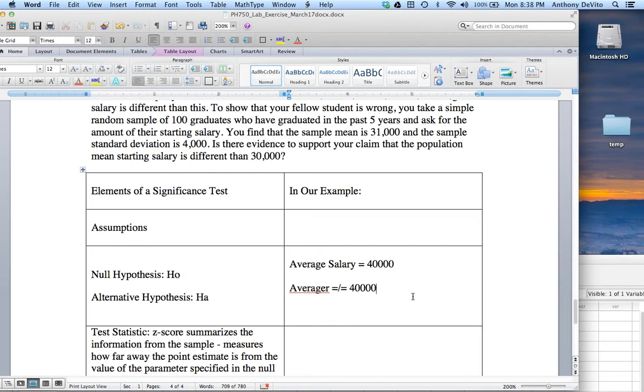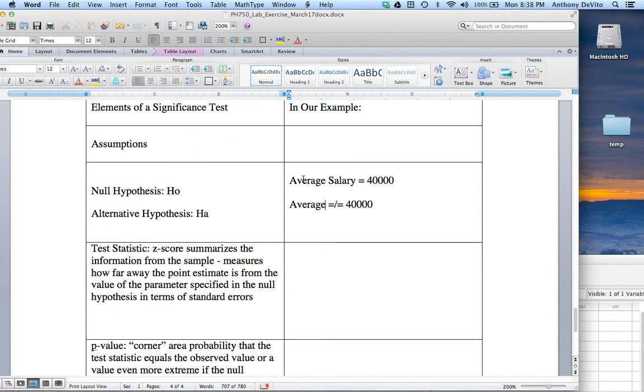Your alternative is that there is a difference, that Boston is different than New York, that the average salary of the population from which those 100 people are drawn is different than 40,000. Was it 40,000? Yeah, okay, it was 40,000.